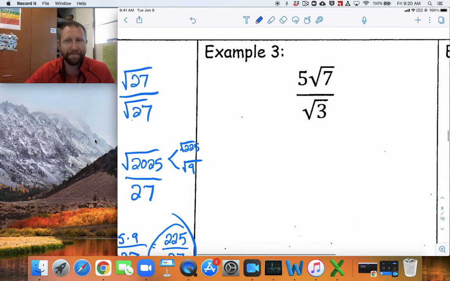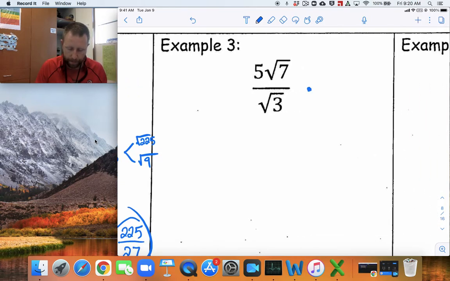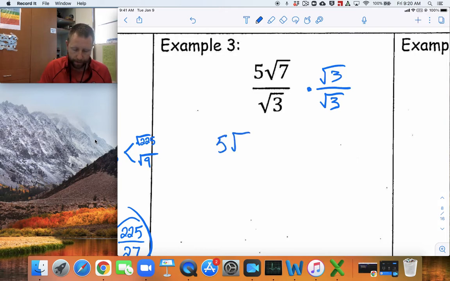For example, let's look at example number 3. So for example number 3, I see this 5 radical 7 over radical 3. I don't want a radical in my denominator. That's irrational, right? That's irrational, the square root of 3. So I've got to get rid of it. I'm going to multiply both the top and the bottom by radical 3. So I've got 5 radical 7 times radical 3 on top. And then I have radical 3 times radical 3 on the bottom.